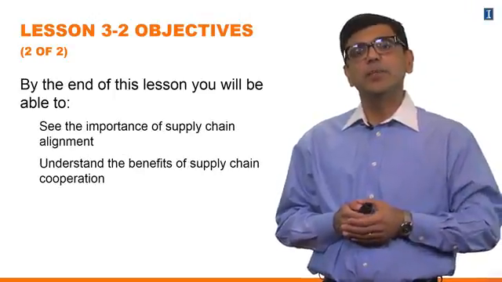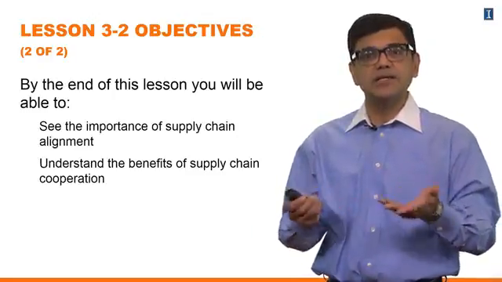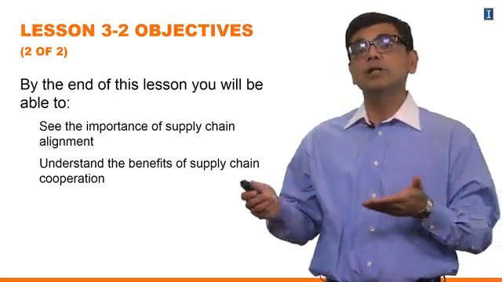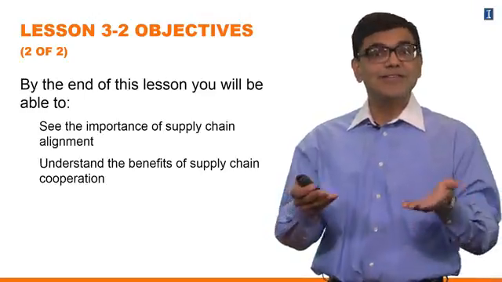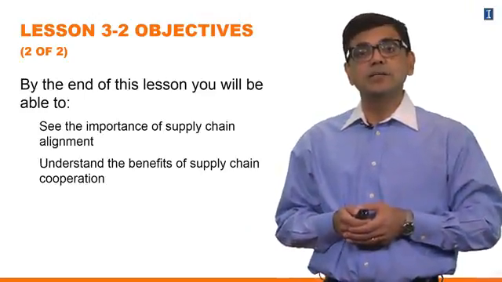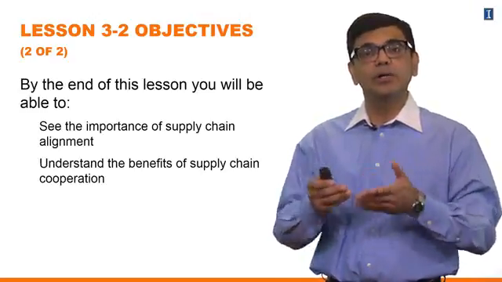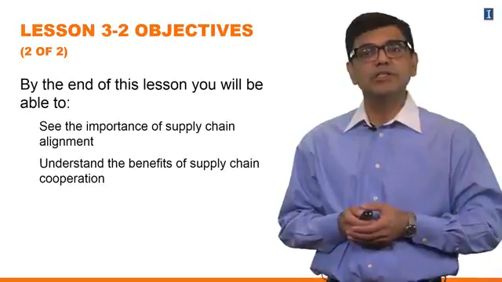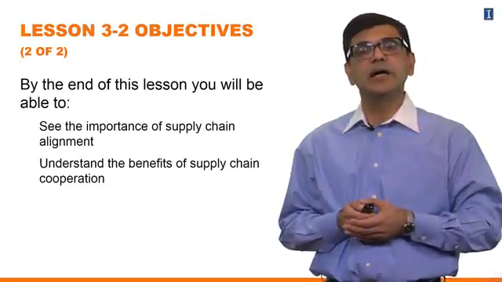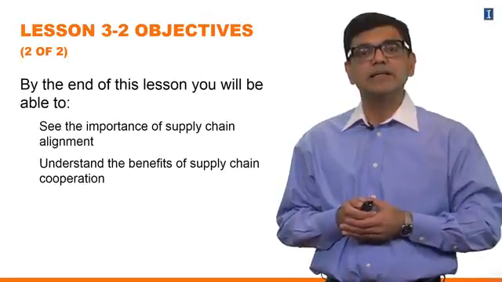You'll also see the importance of supply chain alignment in relation to the bullwhip effect, as well as in general, the importance of multiple players in the supply chain going in the same direction. That would make sense if all the companies that are supposed to be working together do have that common goal, or common goals, and they're working towards that together. So that would be the idea of supply chain alignment, and you'll see some notions of that in this lesson.